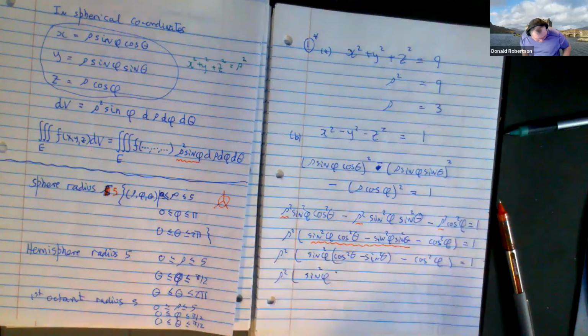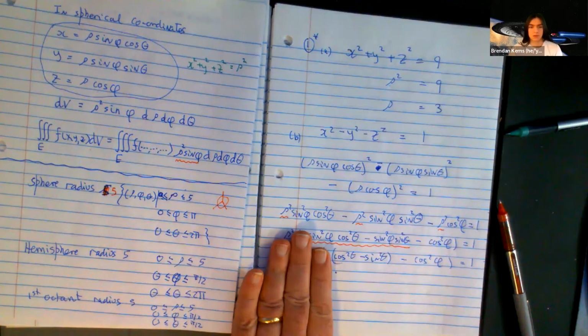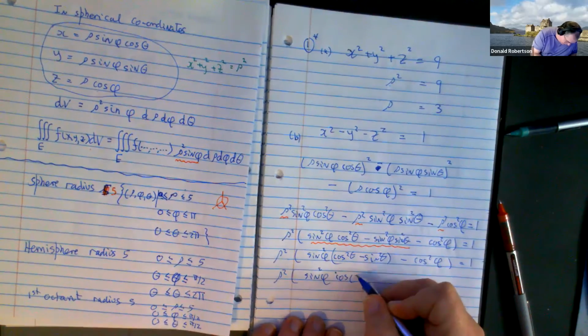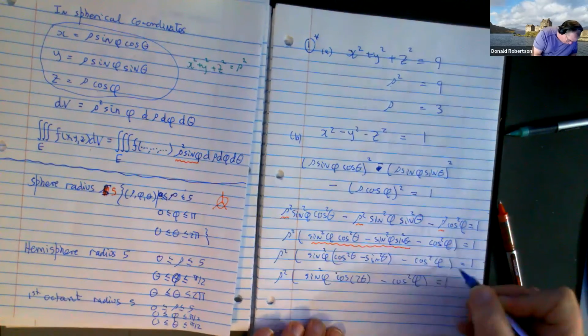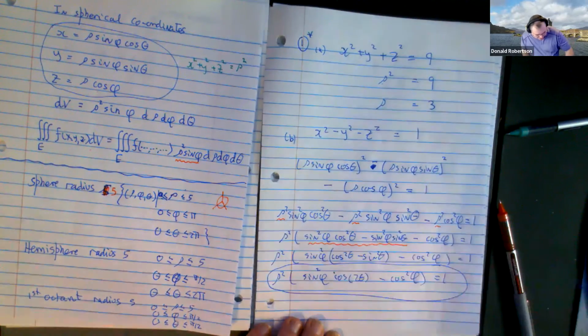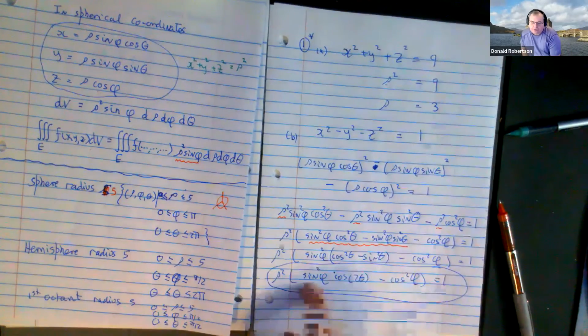But what's cos squared theta take away sine squared theta? That is equal to something, which is what I was trying to get. Cosine of 2 theta. That's it. And then you get to the point where that's the end of the line. So that horrible mess is this guy turned into spherical coordinates.